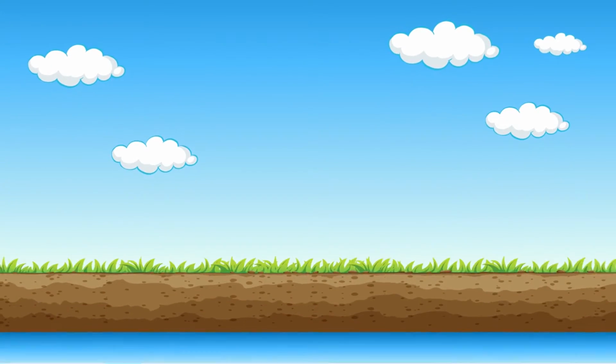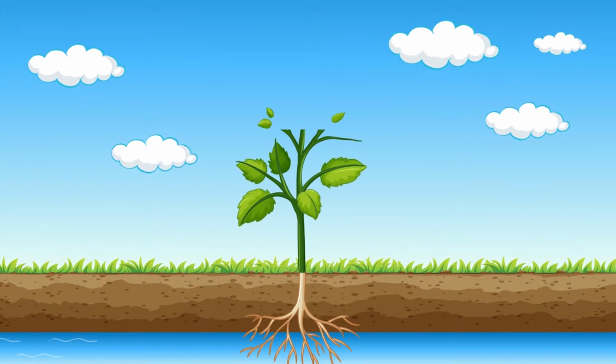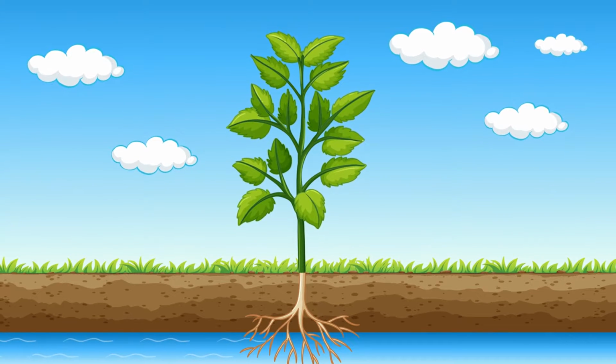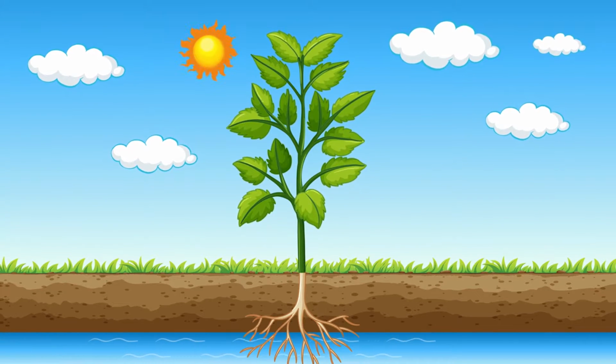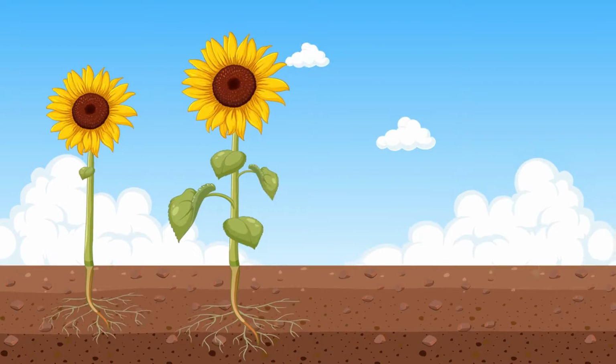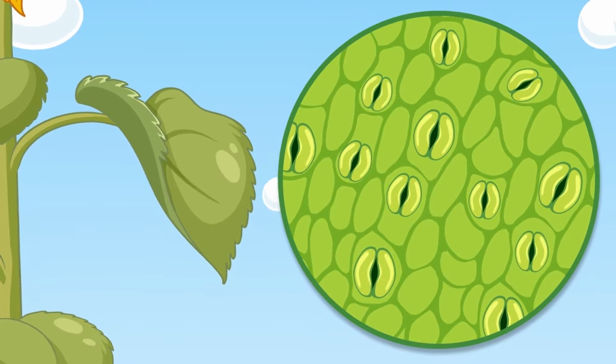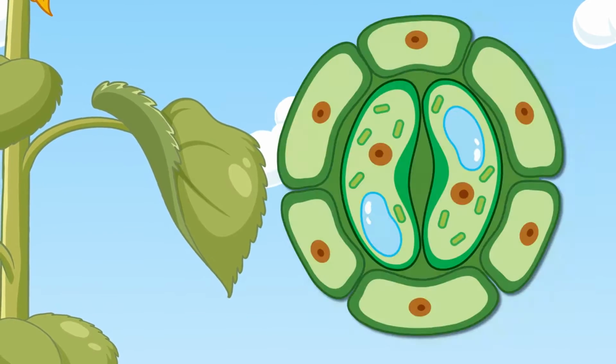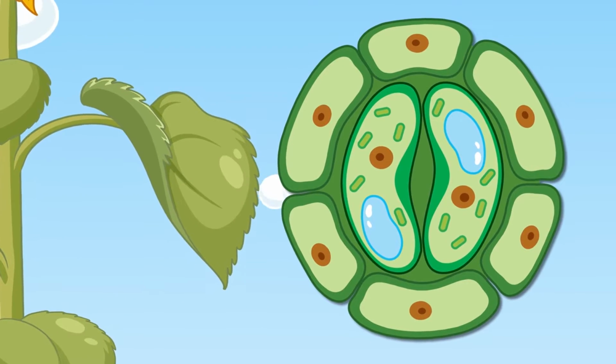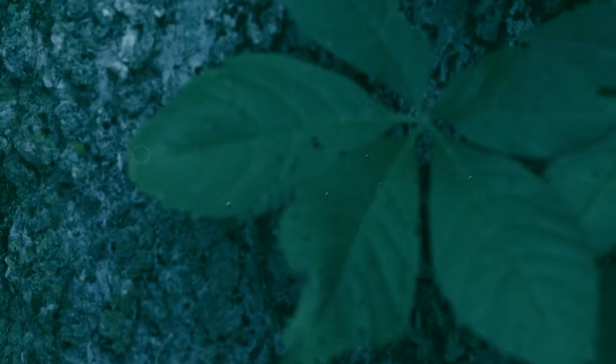One of the primary roles of water is to transport nutrients and minerals from the soil to different parts of the plant, such as the roots, stems, and leaves. This process, known as transpiration, occurs as water is absorbed by the plant's roots and moves upward through the vascular system, delivering essential nutrients along the way.